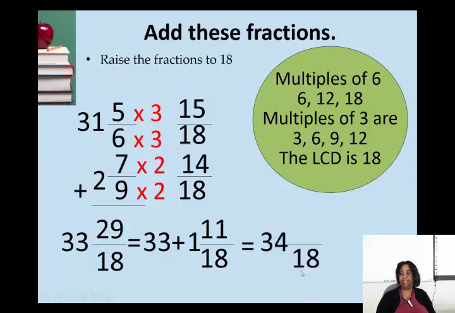34 11/18. Can I reduce 11/18? No. So if I can't reduce it, then I'm done.